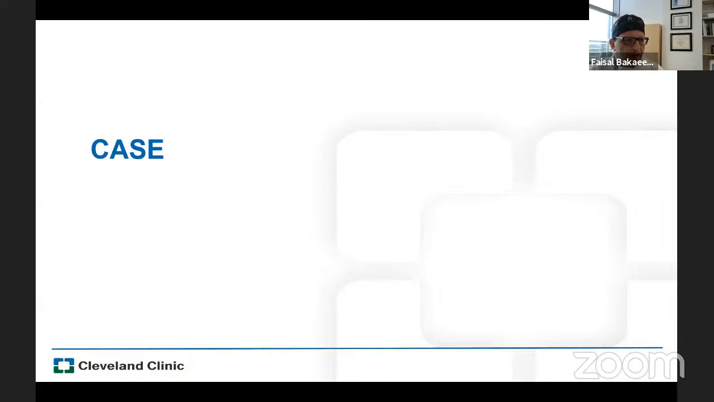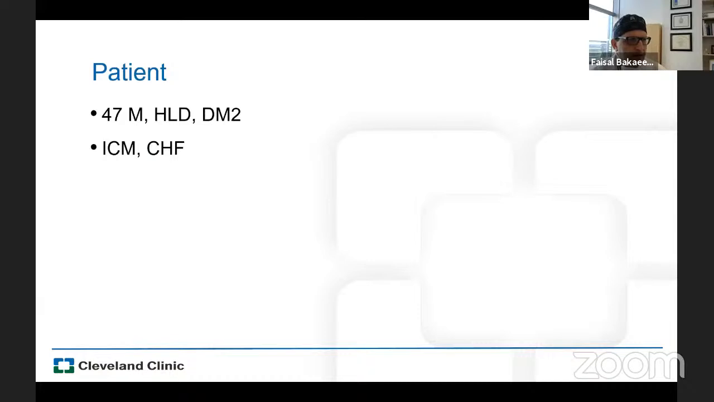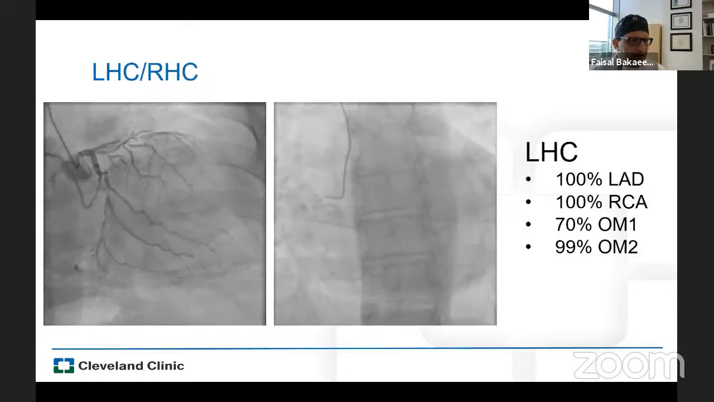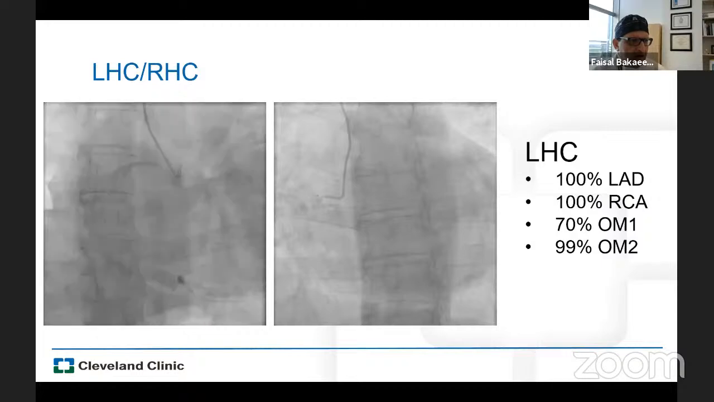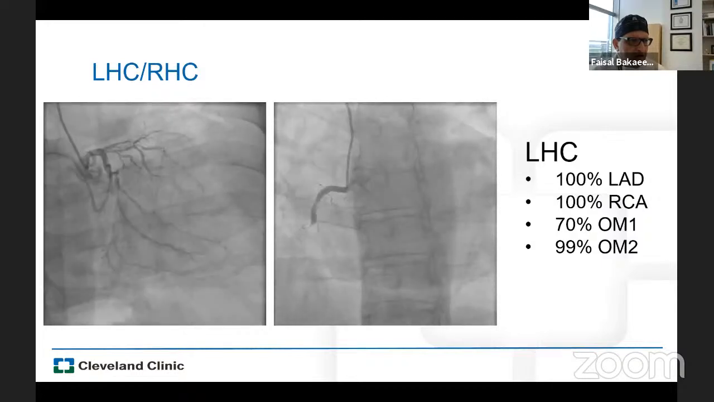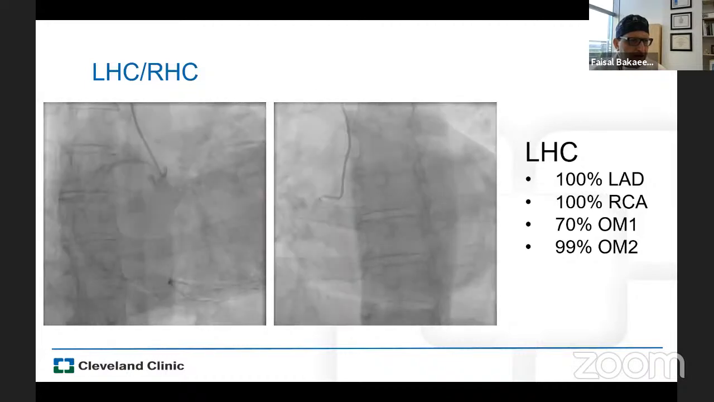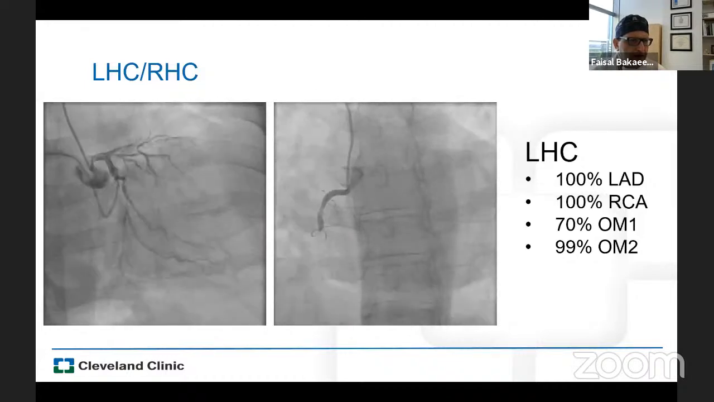I want to show you a case of a guy with a low EF. He's 47, he's got diabetes, he's got ischemic cardiomyopathy and congestive heart failure. And you can see how diffuse and how extensive his coronary disease is. I mean, there's no stenting option for this guy, and he's a young guy.